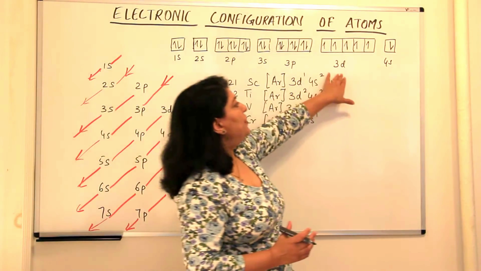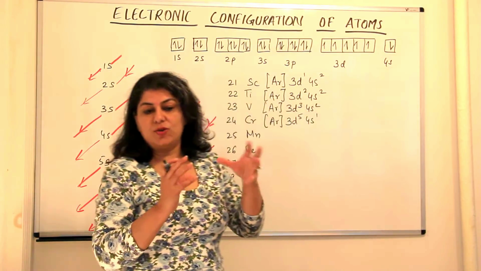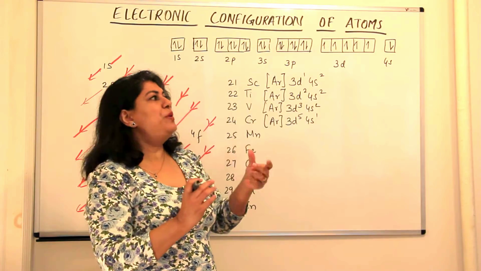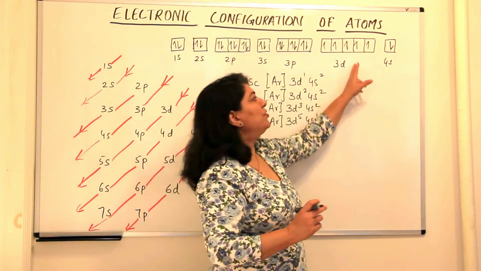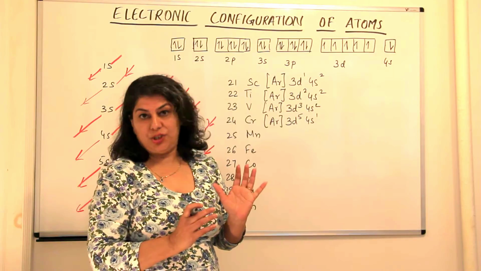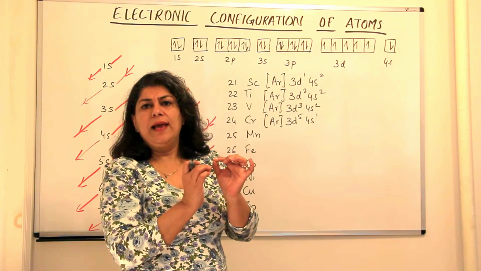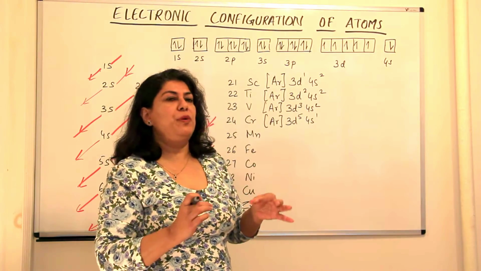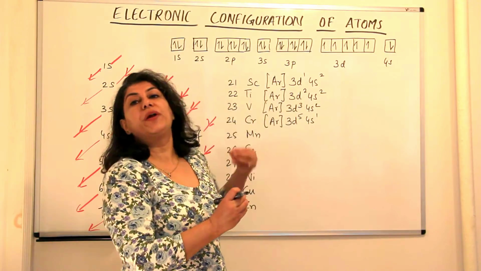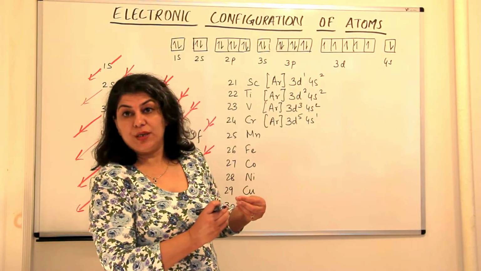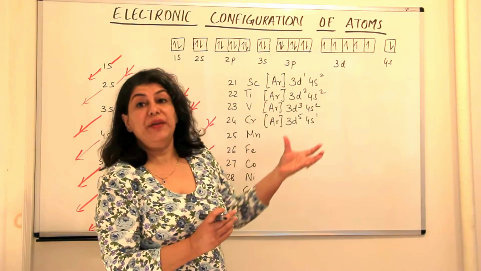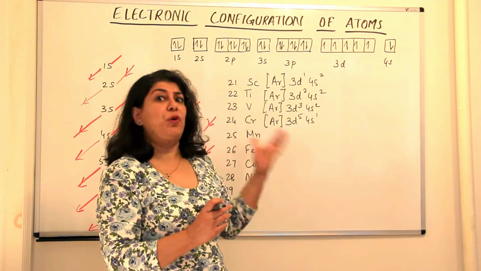In the case of the 3d and the 4s shells or orbitals, the difference between the energy of the 4s and the 3d orbitals is not very large. It's very little. Therefore, it is possible for an electron to jump from the 4s orbital to the 3d orbital, which actually is of higher energy. It is possible for it to.